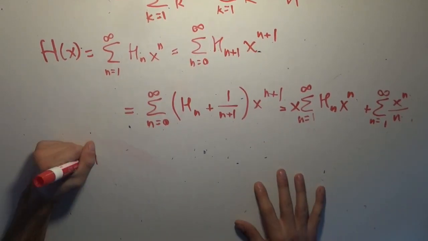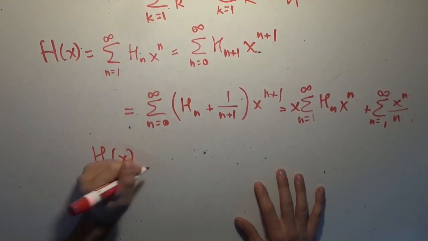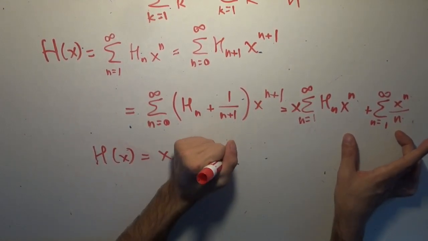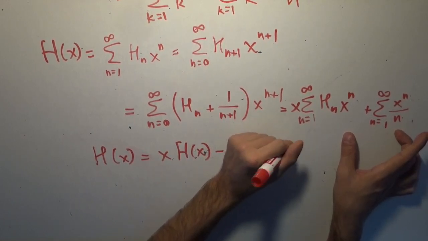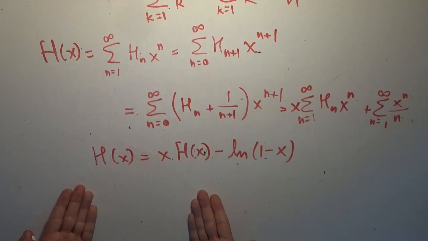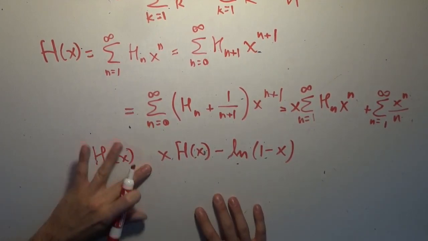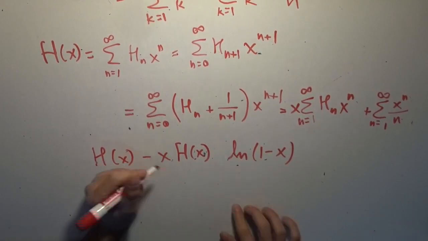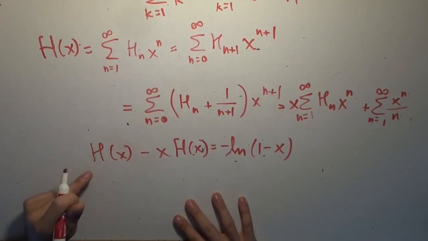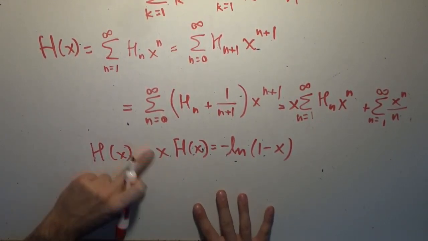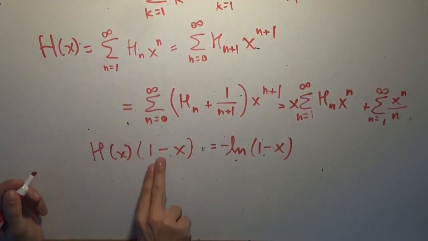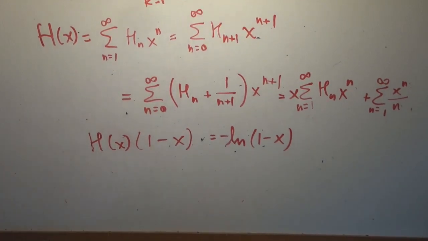So we know now that h of x is equal to x times h of x, minus the natural logarithm of 1 minus x, because this is equal to negative ln of 1 minus x. And now, of course, we can just solve for h of x. It's really not that hard. All we have to do is subtract it to the other side of the equation and set it equal to negative ln of 1 minus x, factor out h of x, so we'll get h of x times 1 minus x, very simply, because it's a factor of those two things. So h of x times 1 minus x, and now we simply divide that down to the other side, and we will have our function.